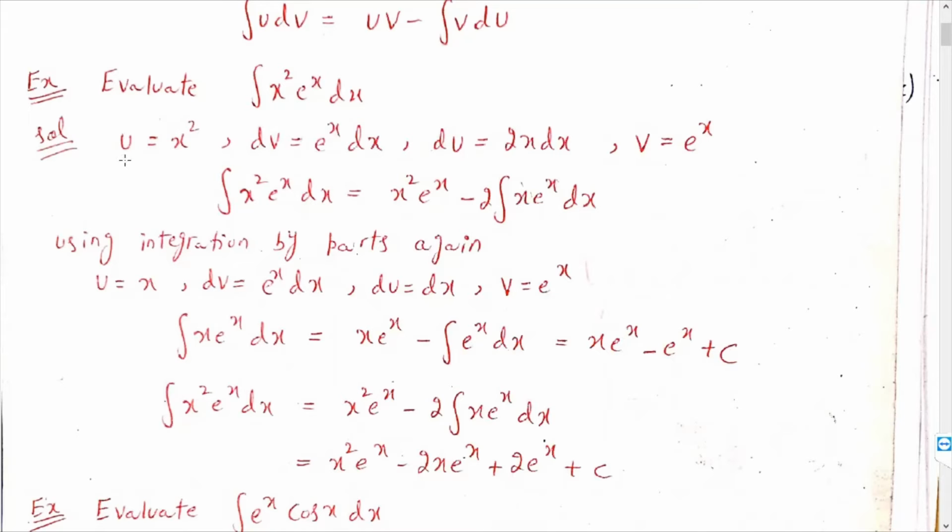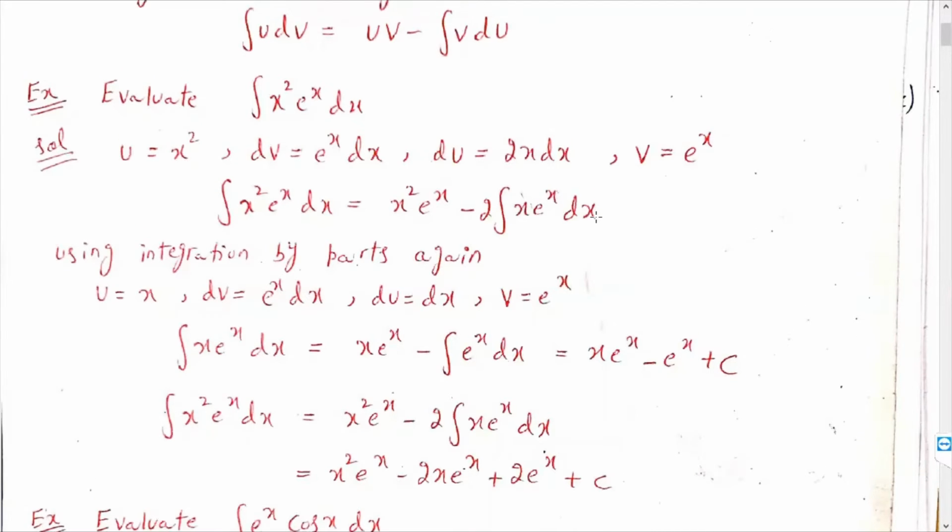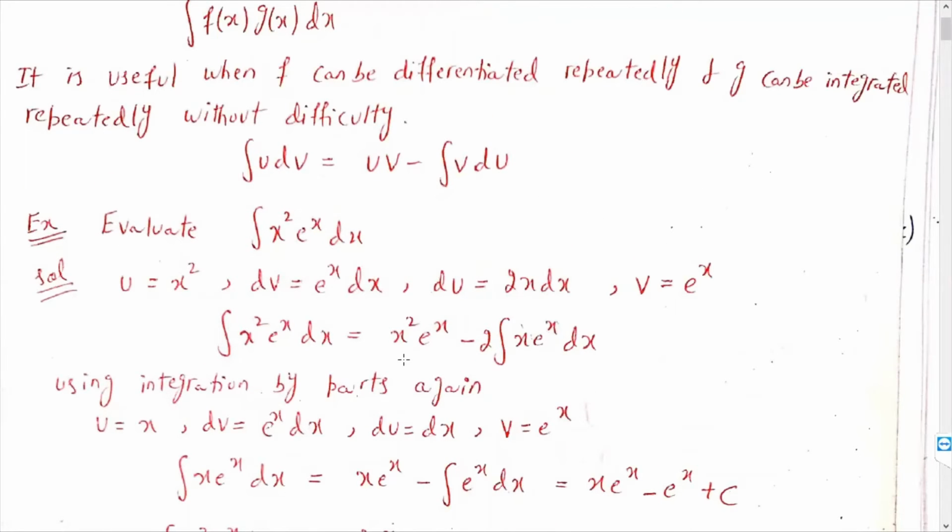Take the derivative of u. So the derivative of u will become du equals 2x dx. Here is the derivative, and integrate dv. So it becomes v equals e raised to the power x. Now, the question is already in the form of integral of u dv. So just apply the formula of integration by parts, that is u into v minus integral of v into du, substituting all the values of u, du, dv and v into the formula. Simplify it and find the integral.